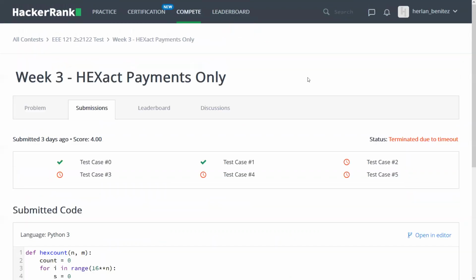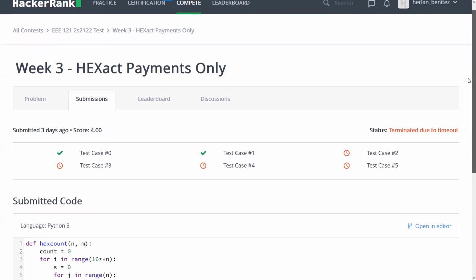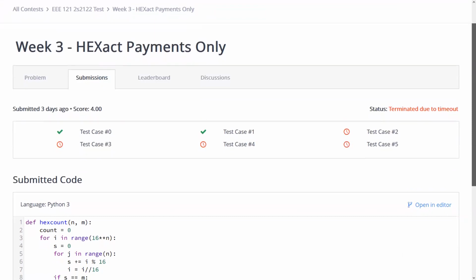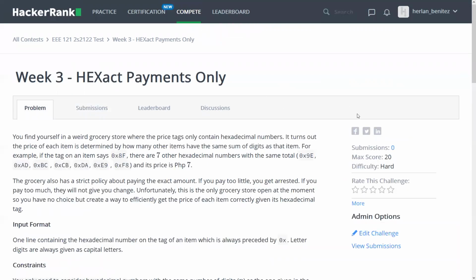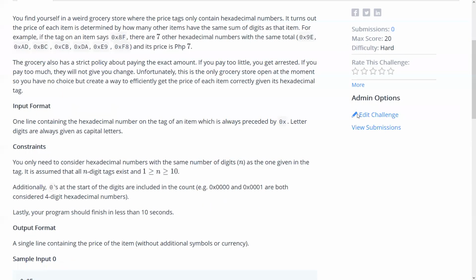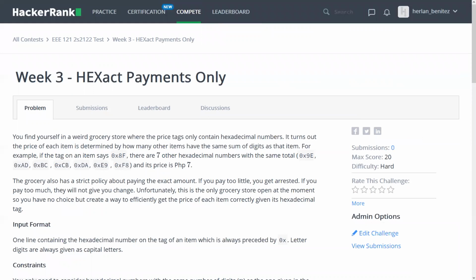So, this one is actually, ayun, if dinaanan mo lahat ng 16 to the n digits, magro-runtime error ka sa case 2 pala and the other cases. So in this case, hindi siya makakonsider na. So, good luck with this and I hope you have fun.